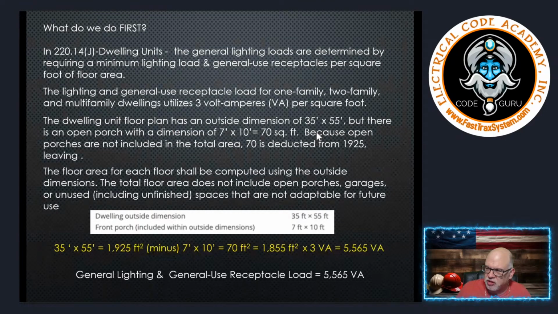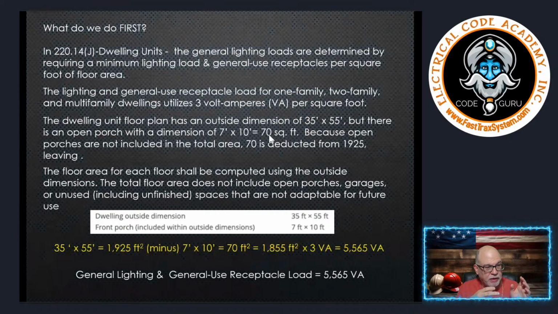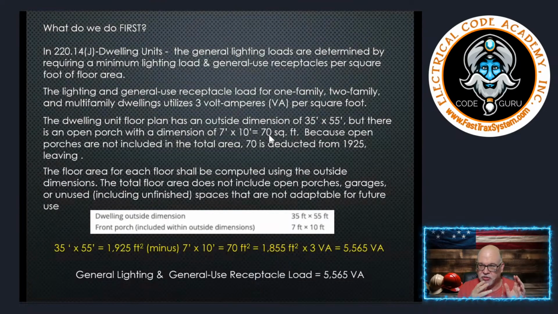So the outside dimensions, as you see here, are 35 by 55. And of course, we have that open porch area, which is 7 by 10. We need to take that away because you saw what it said, that we don't include that area. 220.5(C) says we don't include that area. So 7 by 10 is 70, and 35 by 55 is 1,925 square feet. We're going to take away 70, and that gives us 1,855. Remember, we took away the open porch.